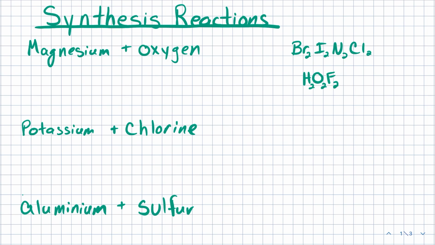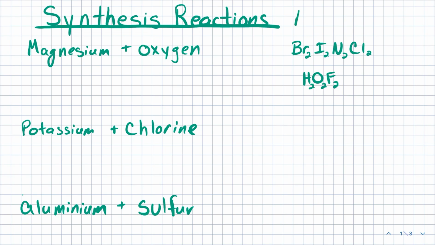And so if you remember, there are 7 elements: bromine, iodine, nitrogen, chlorine, hydrogen, oxygen, and fluorine, that when they are in their elemental form, meaning when they're not in a compound, they will exist as 2 atoms bonded together. They will never exist as a single atom. This is important because we're going to be using it quite a bit in our synthesis reactions.